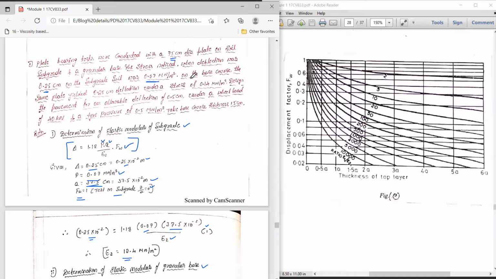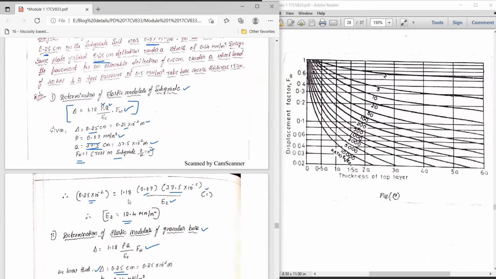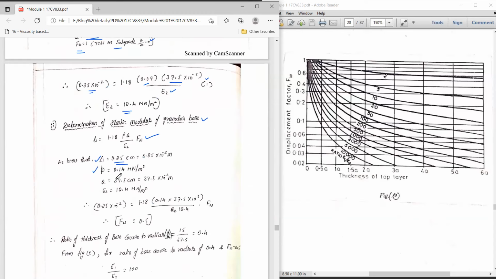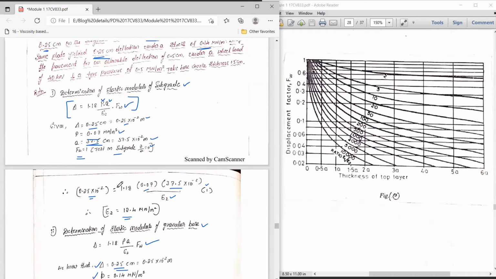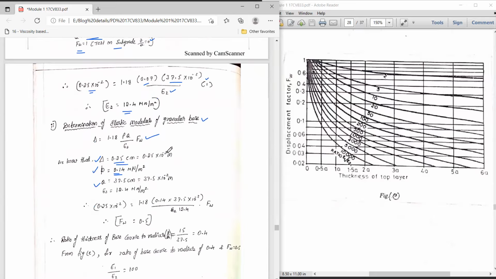See here he said that on the base course, the same plate yielded 0.25 centimeter deflection. Therefore, I noted deflection value as 0.25 centimeter. And the pressure is 0.14 meganewton per meter square. So I noted the value pressure 0.14 meganewton per meter square. And this is a plate load test conducted on a plate of diameter 75 centimeter. So 75 centimeter diameter means radius is 37.5 centimeter. In terms of meter, it is 37.5 into 10 to the power of minus 2 meter. And E2 value you already found in the previous step, that is 12.4 meganewton per meter square.